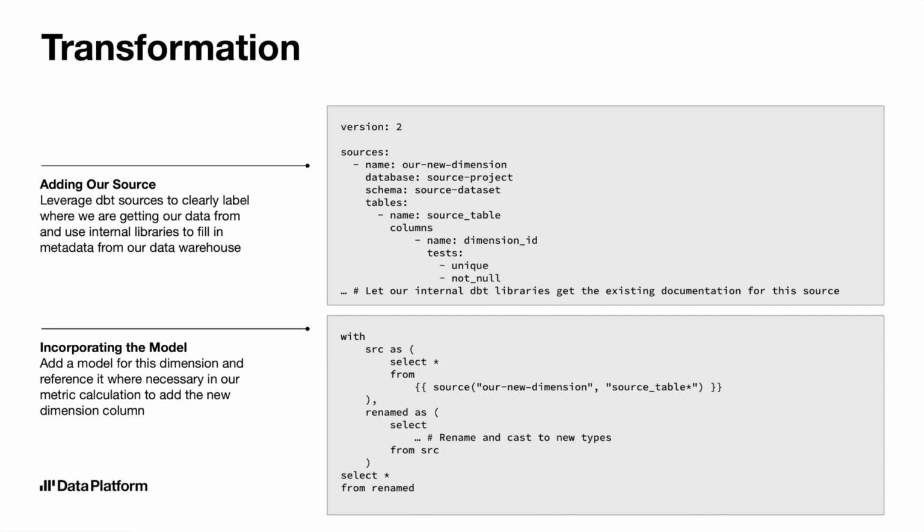Here we're defining a staging layer, but once we've defined that staging layer, we can then declare different intermediate transforms of that data, and then finally incorporate it into our metric and our data marts.